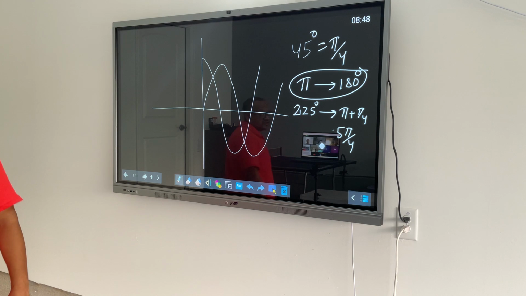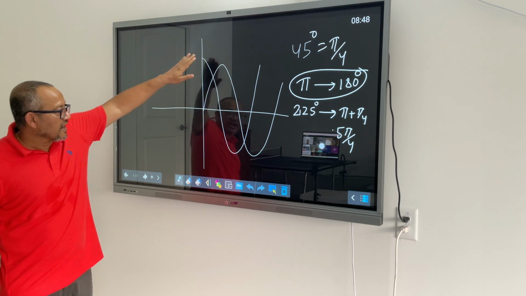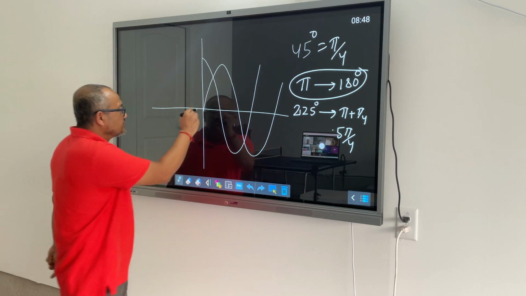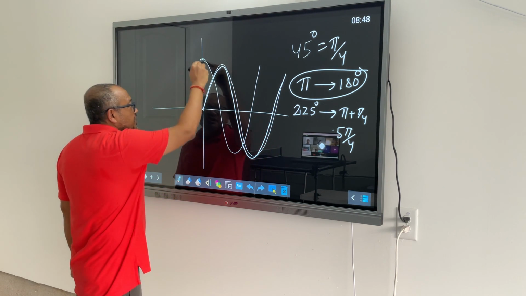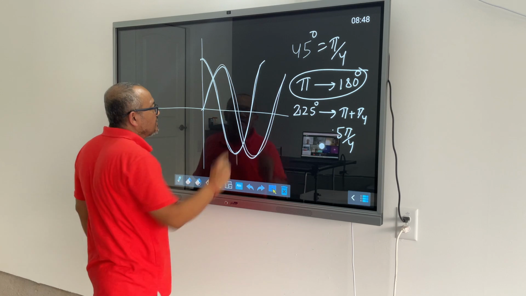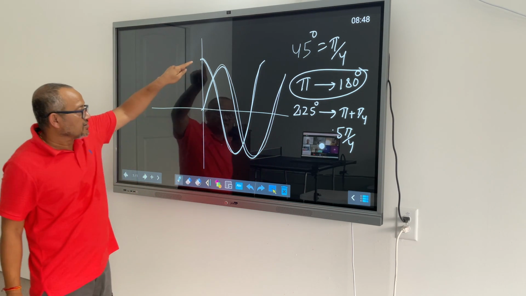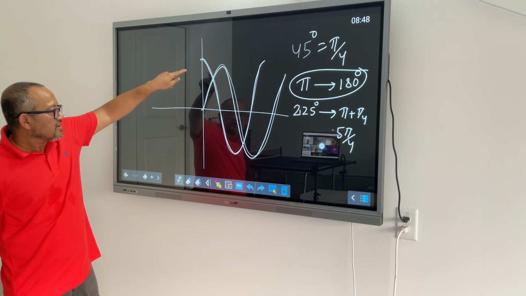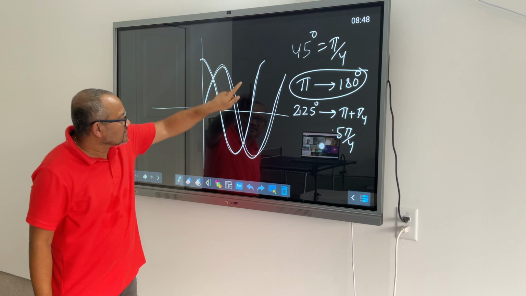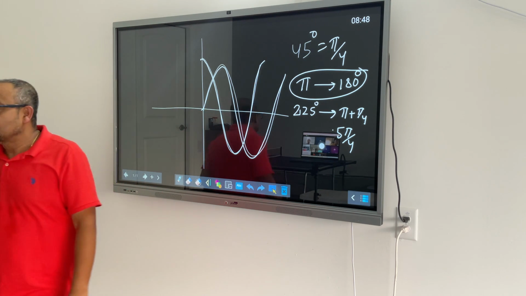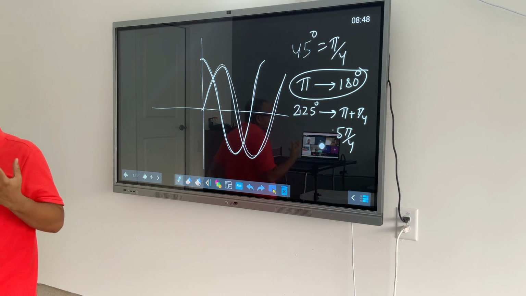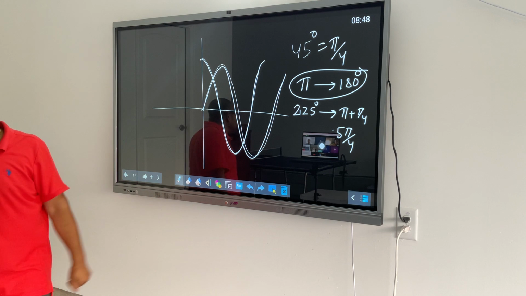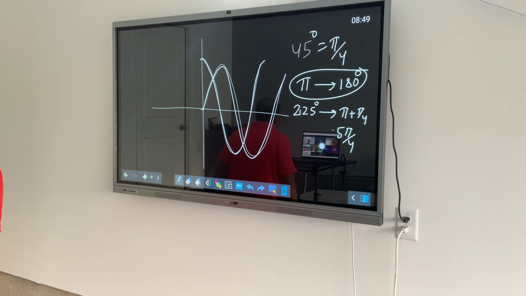I was asking, we saw that whenever we have a sine curve, it starts from here. That's what we had drawn. When we have a cosine curve, it starts from here. So we see that the sine curve and cosine curve intersect each other. I'm trying to find out at what angles the sine and cosine curves intersect each other.